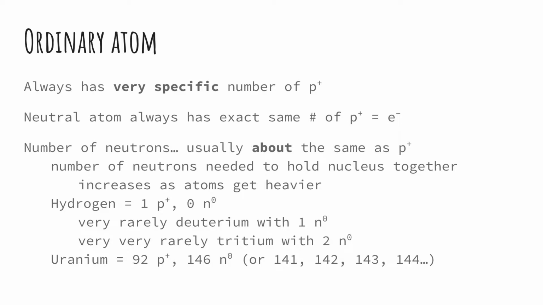Meanwhile, you have uranium with 92 protons. Okay? It's really hard to hold those protons together, so it has 146 neutrons, or 141, 142, 143, 144, and so on. There are lots of isotopes of uranium. In fact, the heavier the elements get, the more likely you are to get multiple isotopes like that.